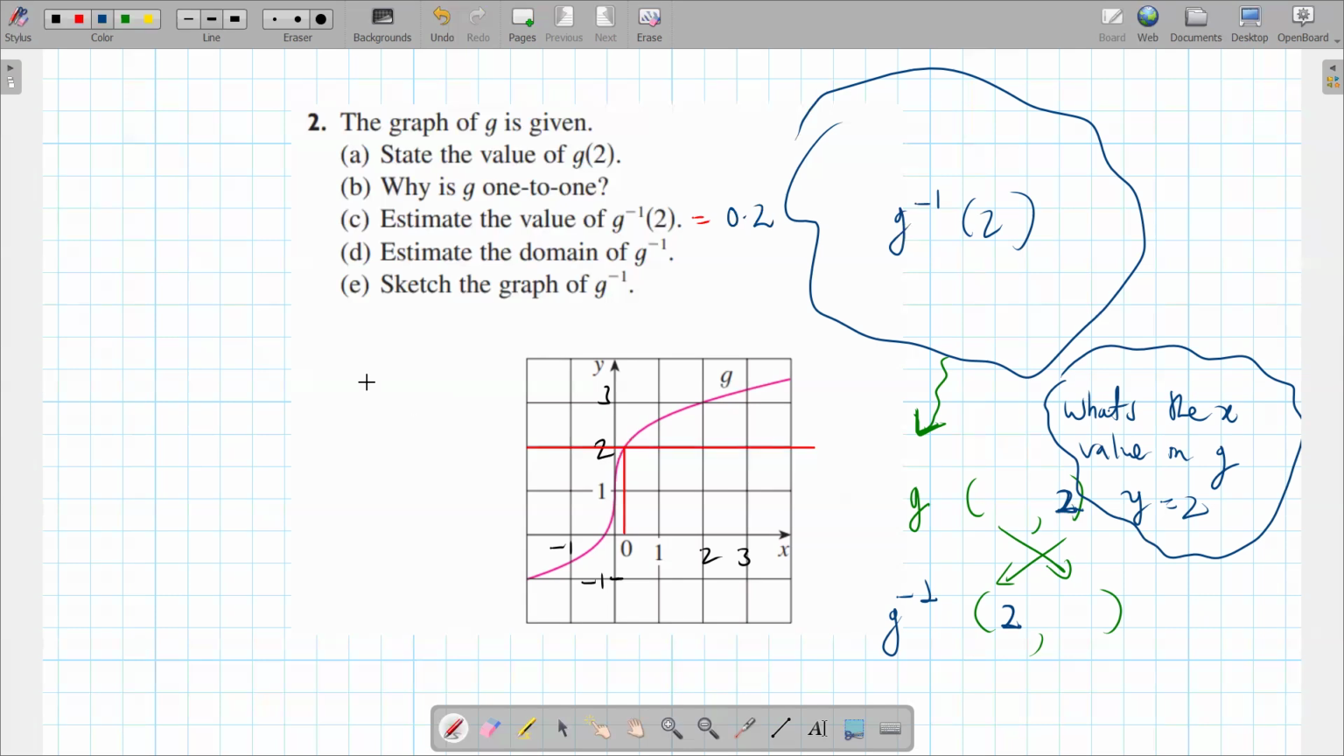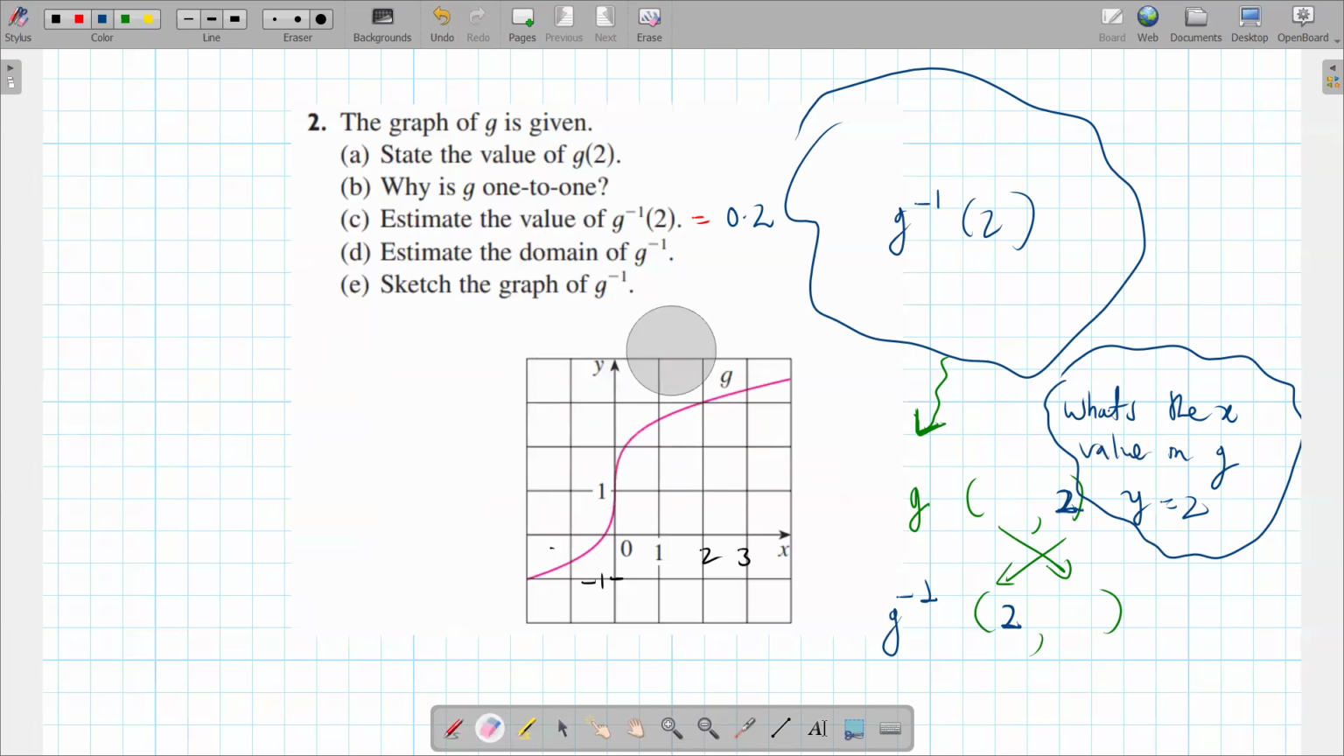Okay, what would be, this is an easy one. G inverse of 3. Can you tell me what that would be? Same idea. All I did was replace 2 with a 3. In other words, what's the X value in G that gives a Y value of 3? 2. Done. Easy peasy.